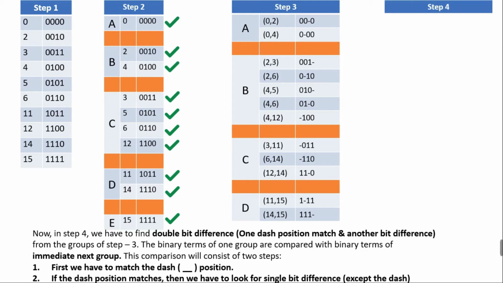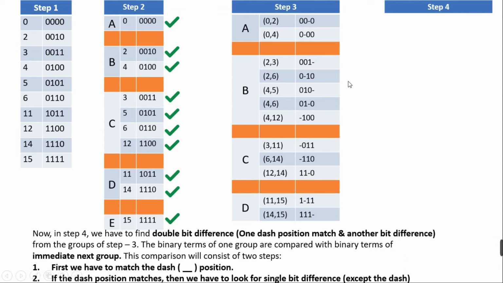We're going to compare the binary numbers, and what we're looking for is the double bit difference. The double bit difference means that one dash position matches and there is another bit difference. The dash is already indicating a single bit difference. All of these binary numbers have dash among them, right? So we match that specific position, and if and only if the dash position matches, then we look for another single bit difference except the dash.